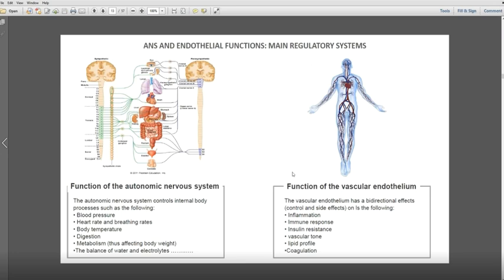okay? The endothelial function is also very important for regulation, okay? Not only vasomotor control, the action of the vascular, but it controls the inflammation, insulin resistance, and so forth.